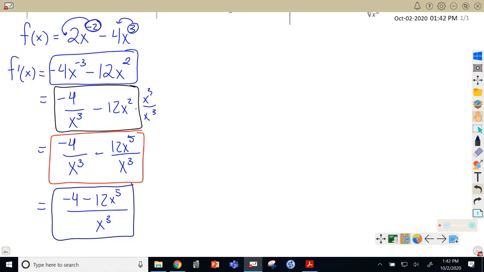Even though I stopped at 4 different versions of this derivative, and all of them are equally correct, there's actually more. You can keep rewriting this in a bunch of different ways. So we're going to be practicing that over the next few weeks.